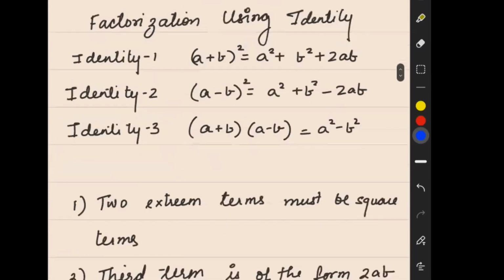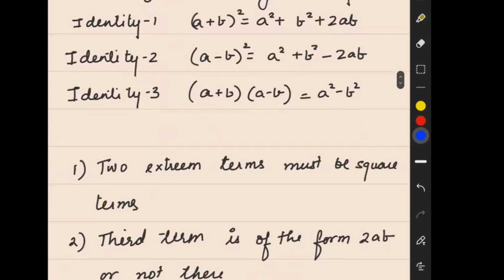Let's move on to the usage of identities. These are the 3 identities that we know: a plus b whole square, a minus b whole square, and a square minus b square. The difference is of the sign. When it is positive, there is a plus 2ab. When it is negative, there is a minus 2ab. And in the third identity, there is no third term. Only 2 terms are there.